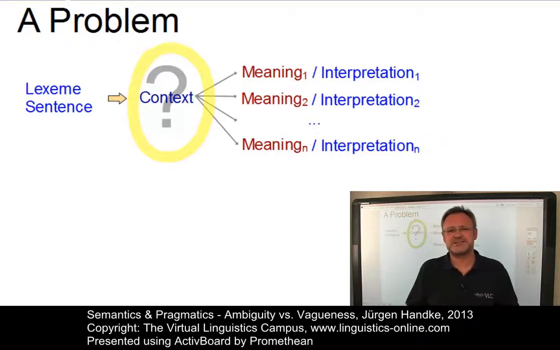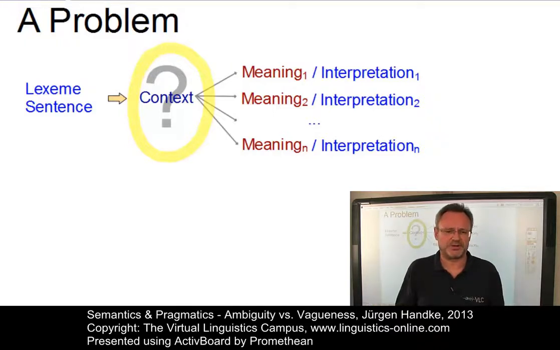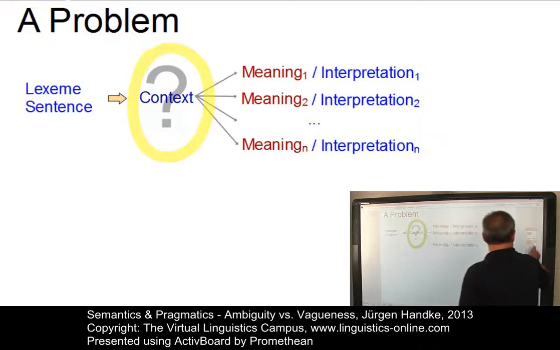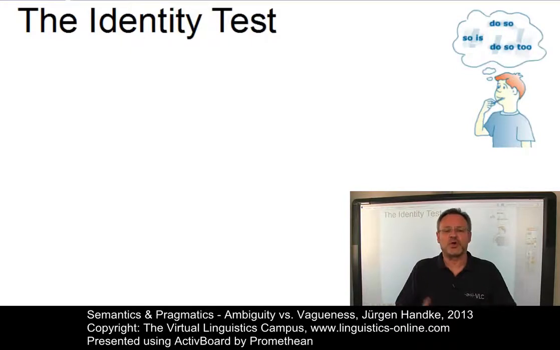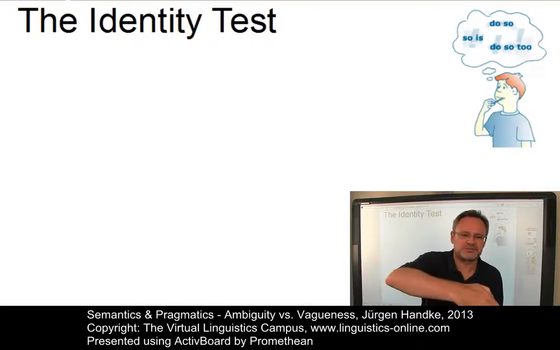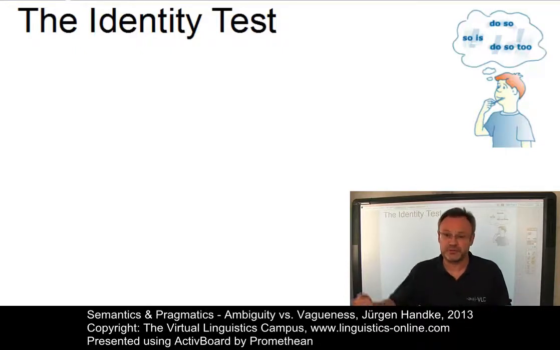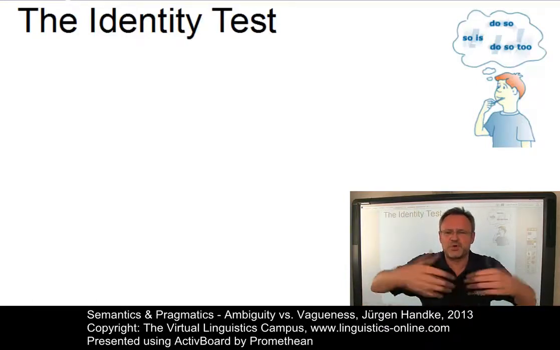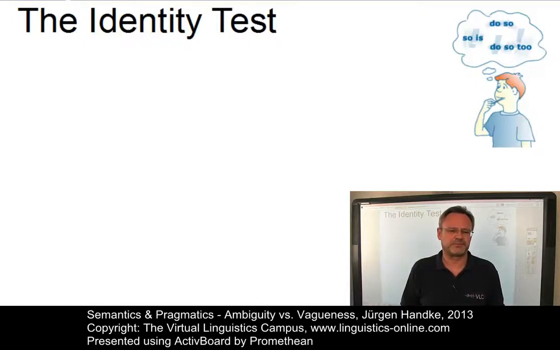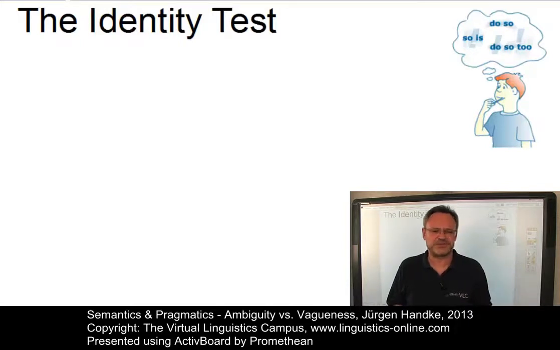One such context is the so-called do-so context, known as the identity test. Let us look at this one first. The identity test relies on what is known as the identity constraint on a back reference of forms like do so, that refer back to their main clause, do so too, so is, has so, so has, and so forth. All these forms are used to avoid repeating a verb phrase. Here is an example.